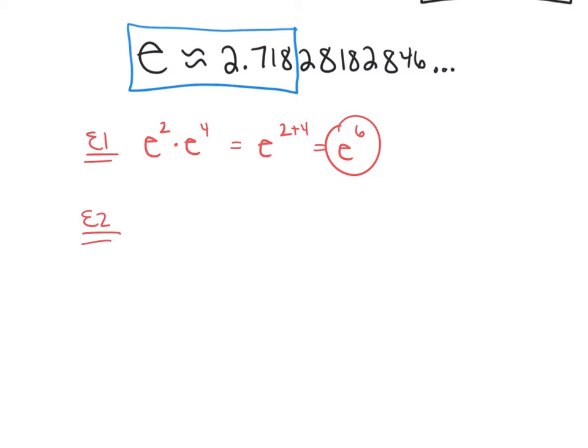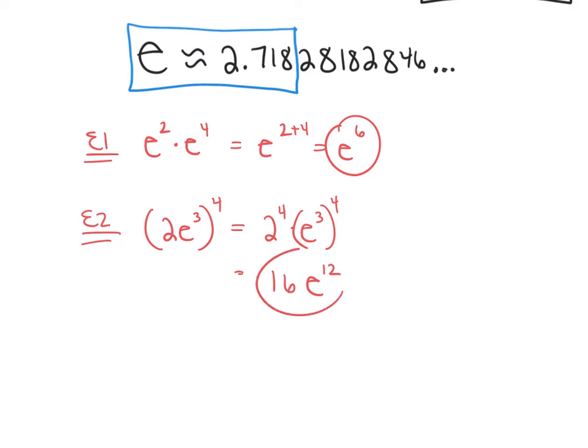Number 2, if you had 2e to the third power all raised to the fourth power, that's like a power to a power, which we actually talked about the last couple days. This is the same thing as saying 2 to the fourth times e to the third to the fourth. And when you use your power to a power rule, you multiply those exponents. So this becomes e to the 3 times 4, which is 12. And then 2 to the fourth is going to give you 16.